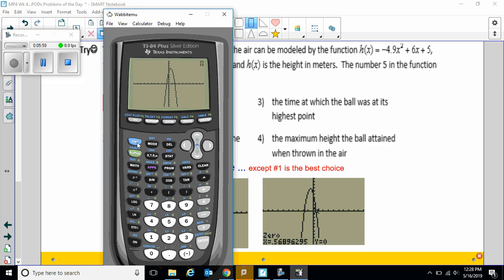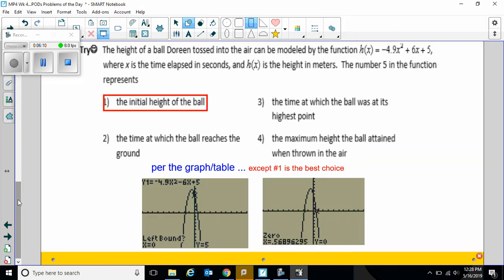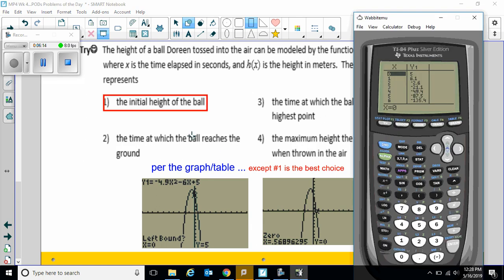That number 5 represents its initial height. So I can freely look at the graph and come to that conclusion. Okay, all right, so we're going to transition to the second page. Come on back for that video.